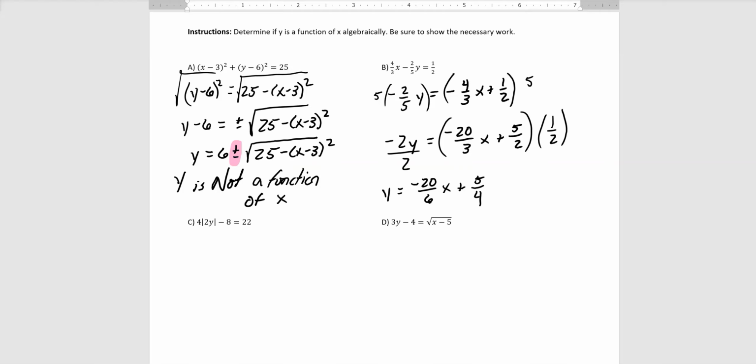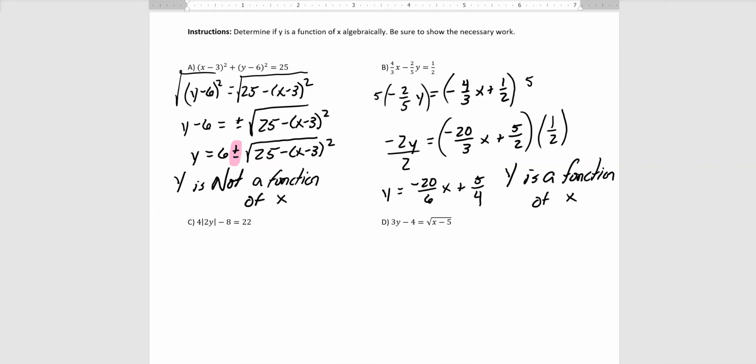So if I put in a value for x, say 1, I would get a single number. That's going to give me one value for y. That means for one input of x, I get one output of y, which tells me that y is a function of x.